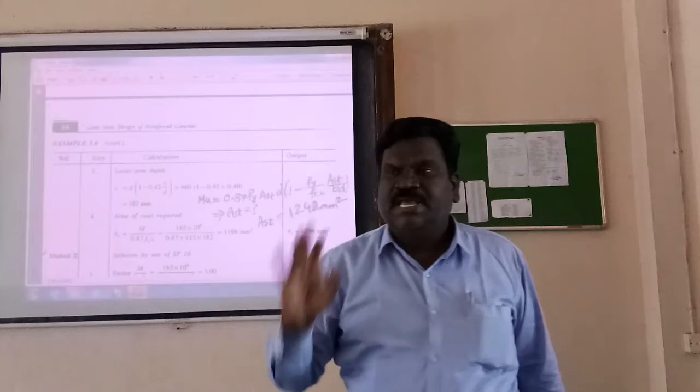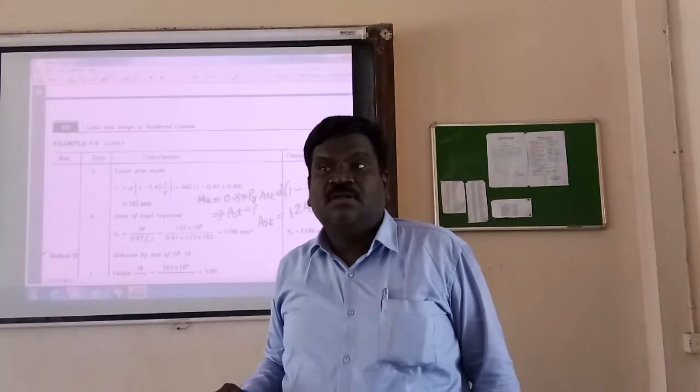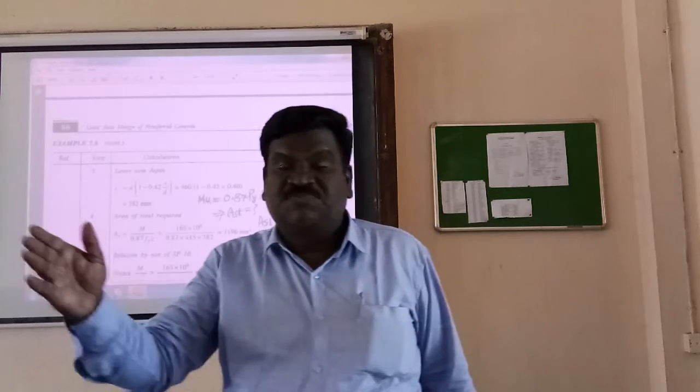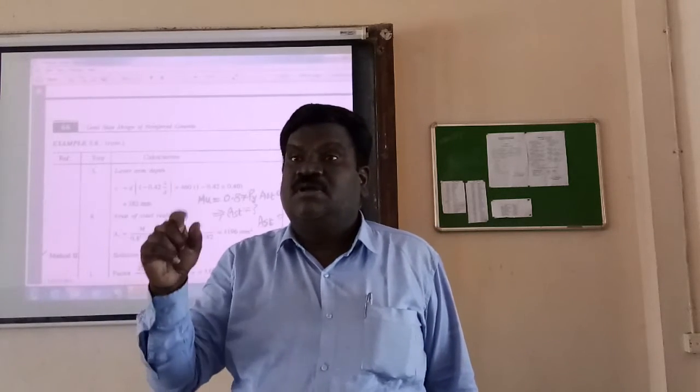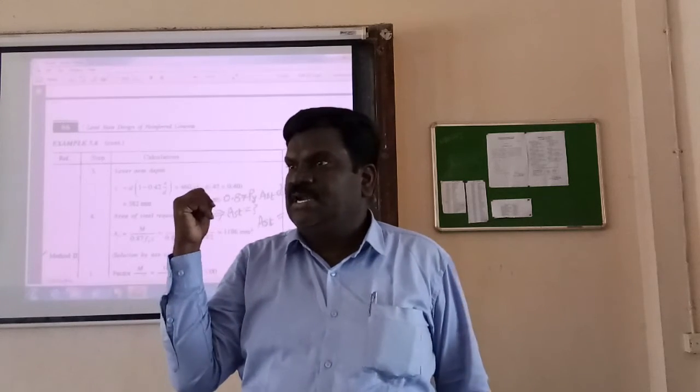You are asked to determine only AST. You have determined the AST equal to 1242 mm square. If you want to proceed with this problem further, how do you proceed? You have to detail. You determine the area, because the question in your problem is to determine the area of steel required.